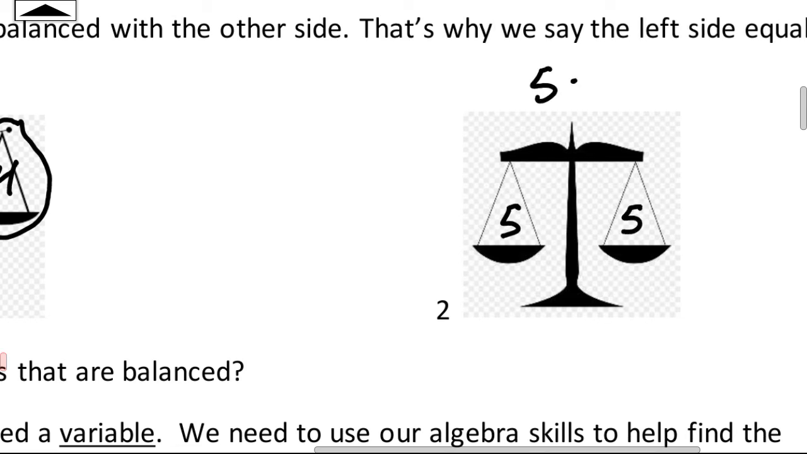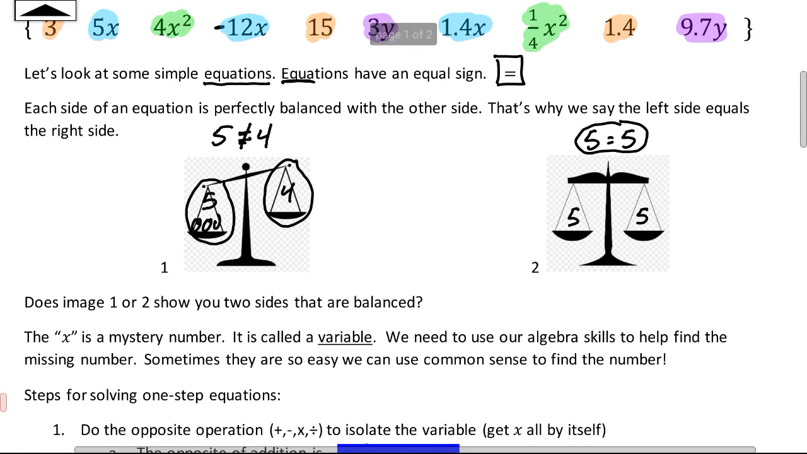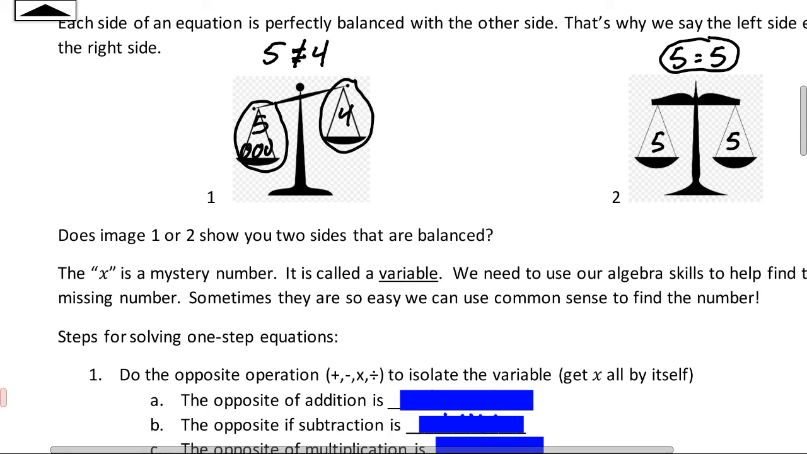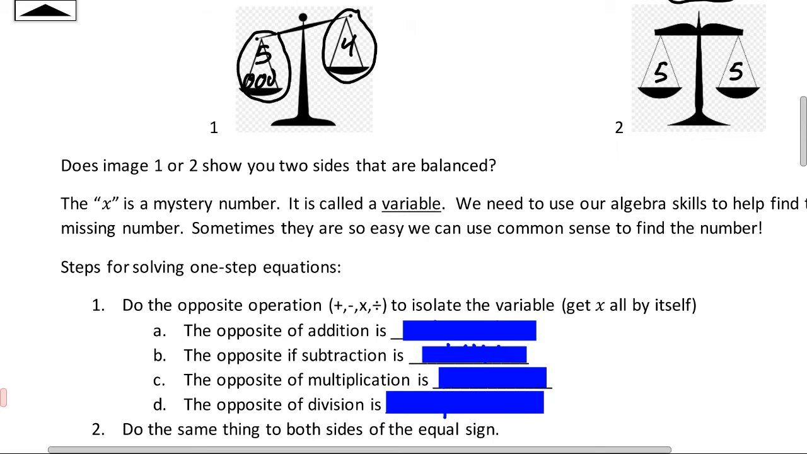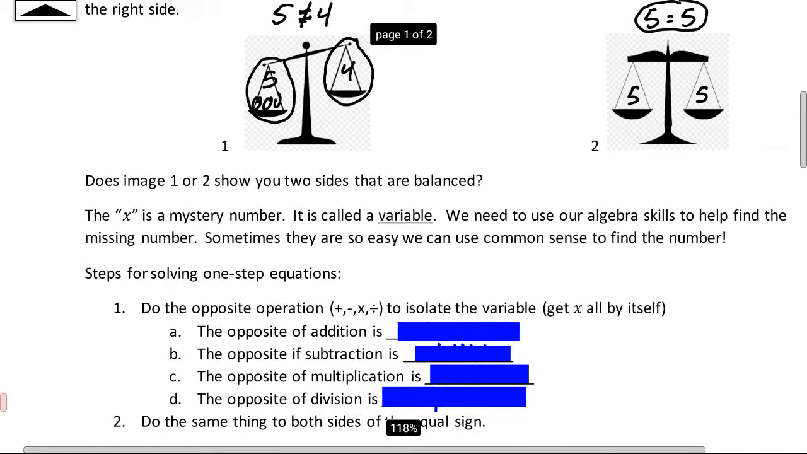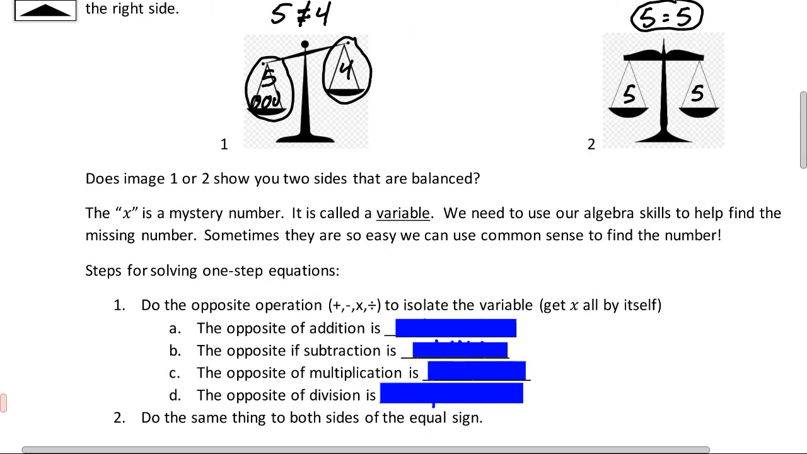So an equation is a statement of equality, which means it's showing you that both sides are totally balanced. Usually when we're working with these equations, we're going to have some kind of variable. So that x that you usually deal with is some mystery number in disguise. So it's called a variable. We need to use our algebra skills to help find the missing number.